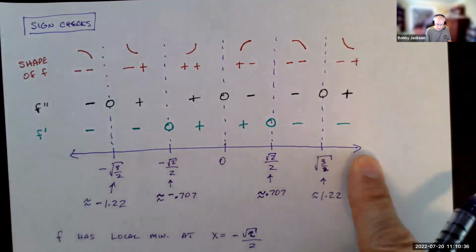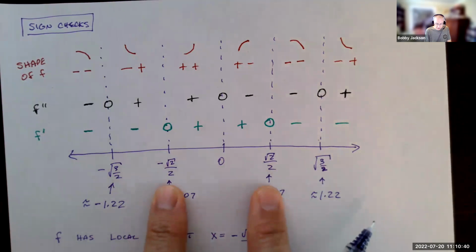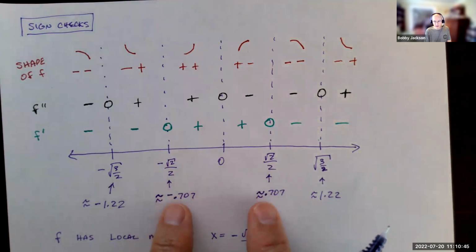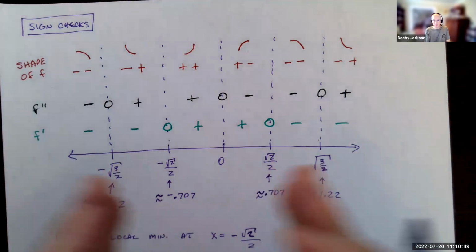So here's my real number line. My points where my first derivative was 0 are plus or minus the square root of 2 over 2. By the way, if you use a calculator, square root of 2 over 2 is about 0.707, just to get an idea of where these numbers lie.